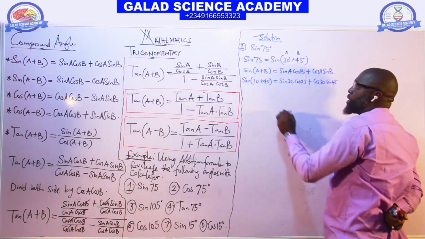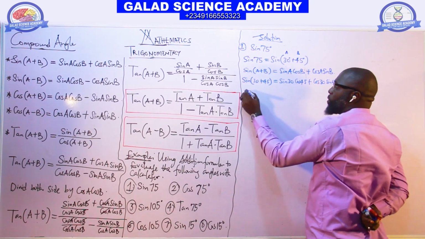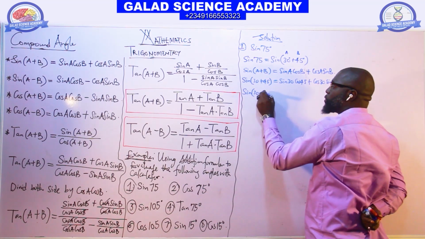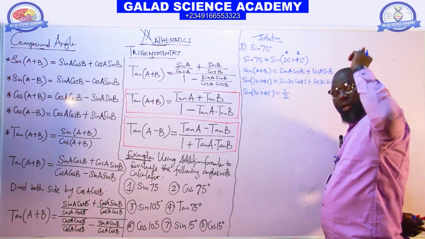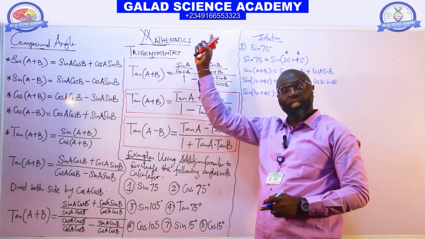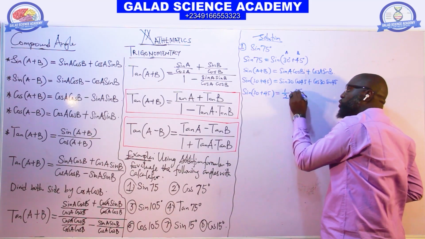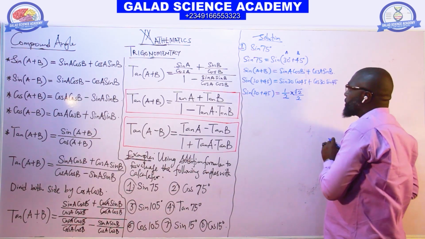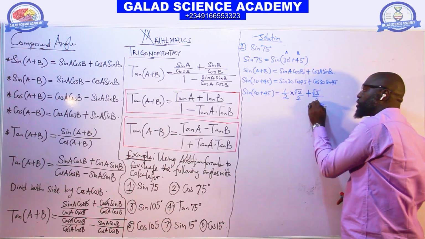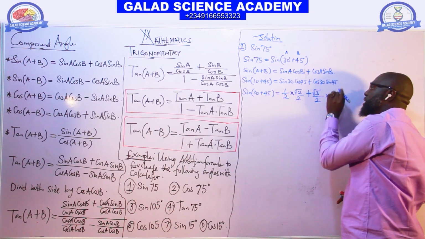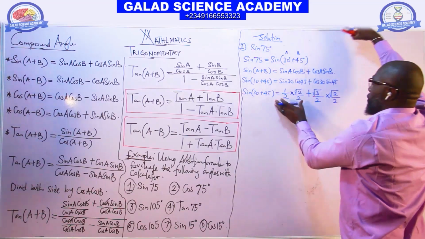So you will now have sine 30 is 1 over 2, from the table I wrote earlier, another special angle. Cos 45 is root 2 over 2. Plus cos 30 is root 3 over 2, then multiplied by sine 45, root 2 over 2. From the special angle table, we derive this.